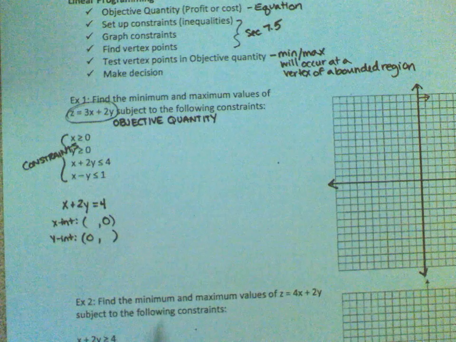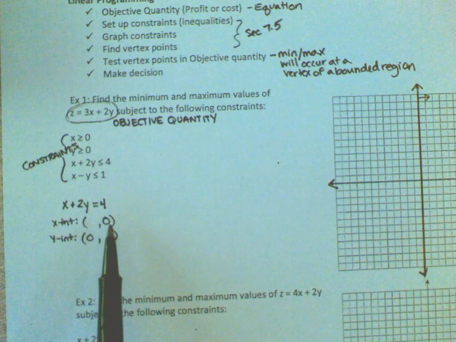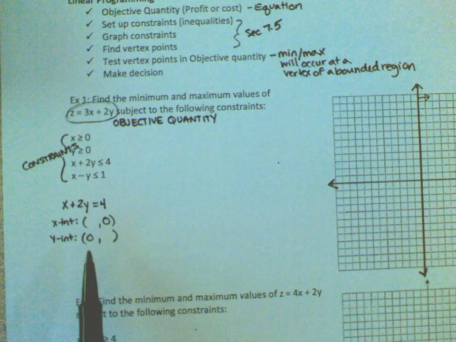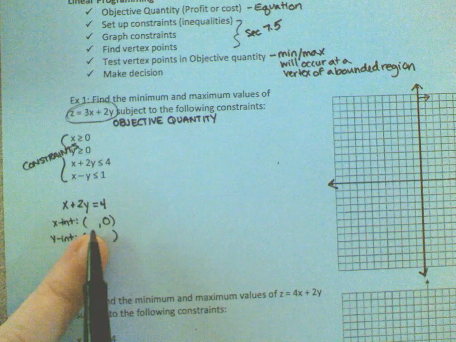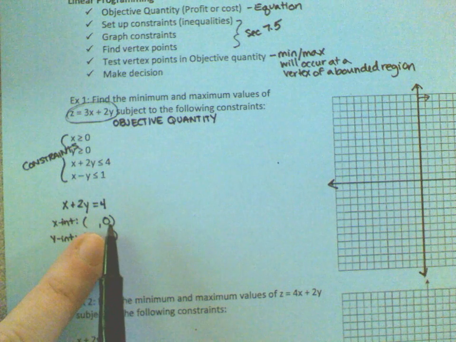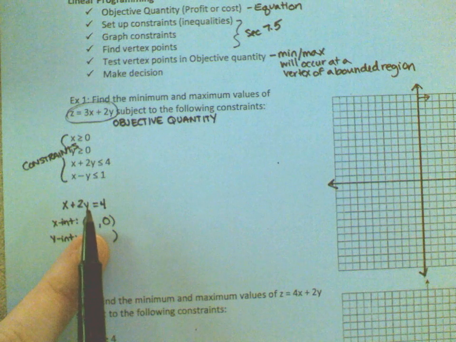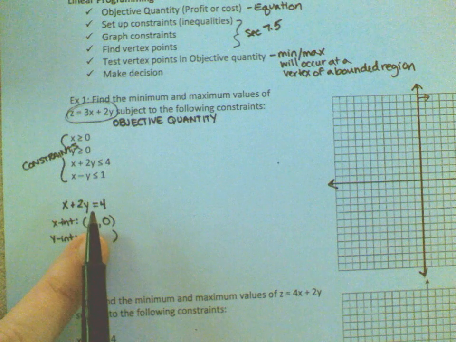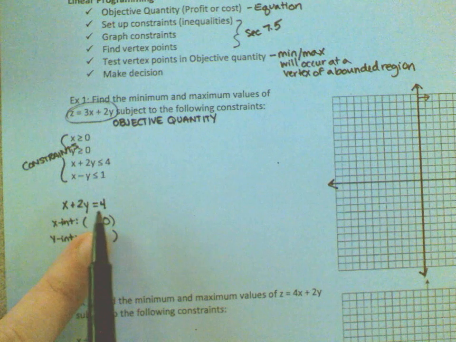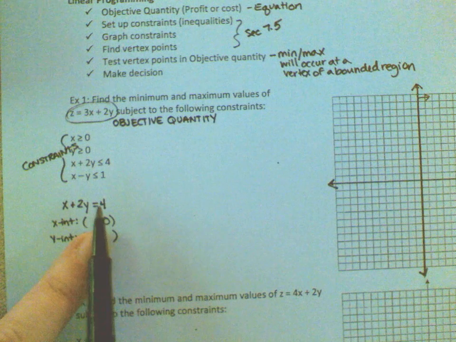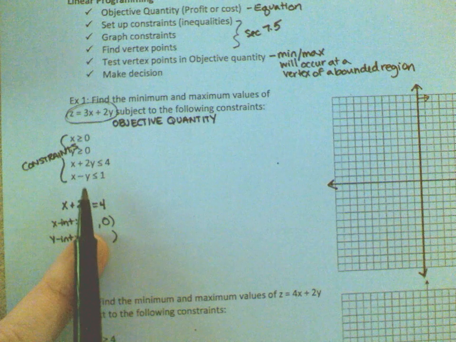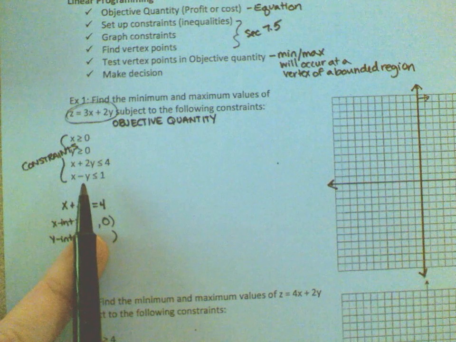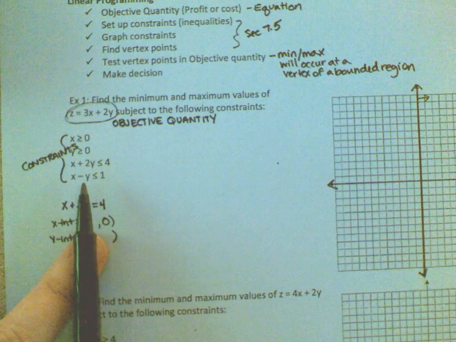So remember, all x-intercepts will have a y-coordinate of 0. All y-intercepts will have an x-coordinate of 0. So I'm going to start with just the x-intercept right here, and I'm going to plug 0 in for y. If you plug 0 in for y right there, what happens to 2 times 0? It's just 0, and x plus 0 is just x. So since 2y is going to be 0, I can cover that up, and what equation is left over? X equals 4. So the x-intercept is at 4.